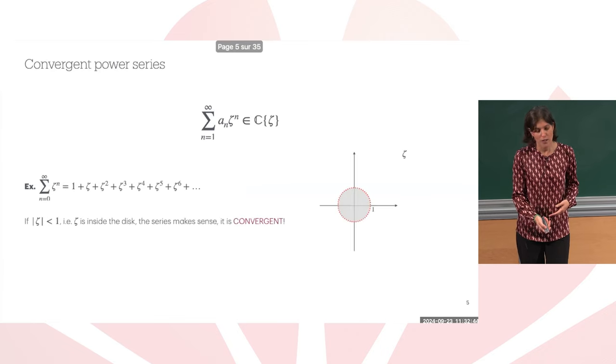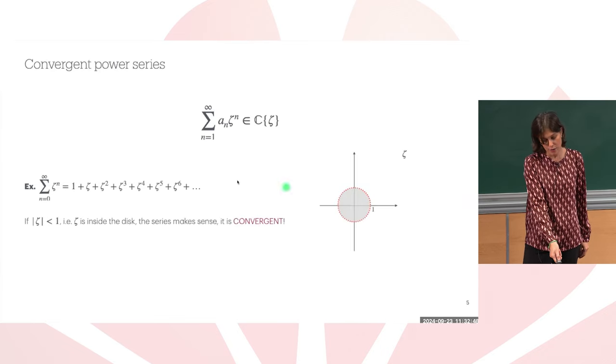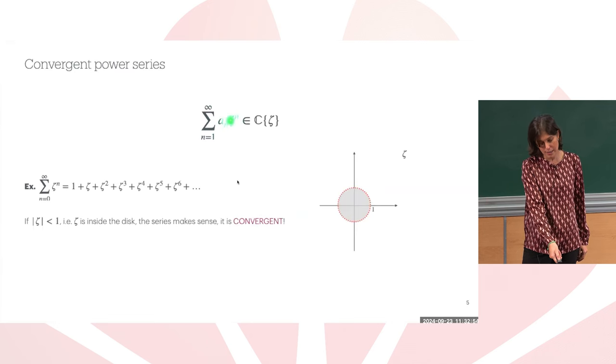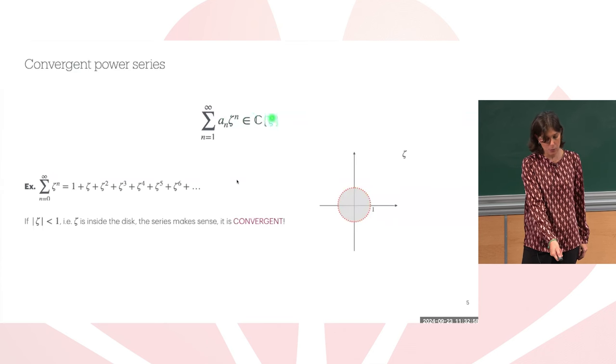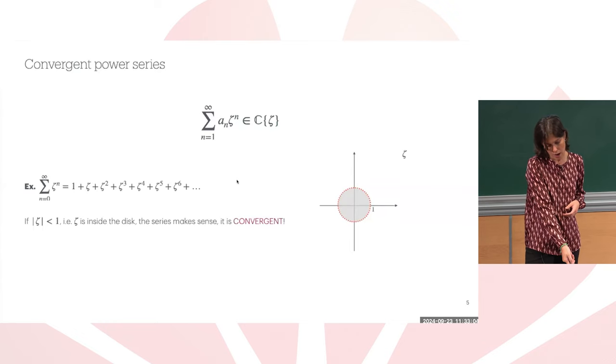And the opposite of divergent, of course, are convergent power series. So again, these are infinite sums, with coefficients always in the complex plane. And now I'm using a different variable, this zeta. So now these elements are convergent and will be denoted as elements of C with this curly bracket. And here you have an example.